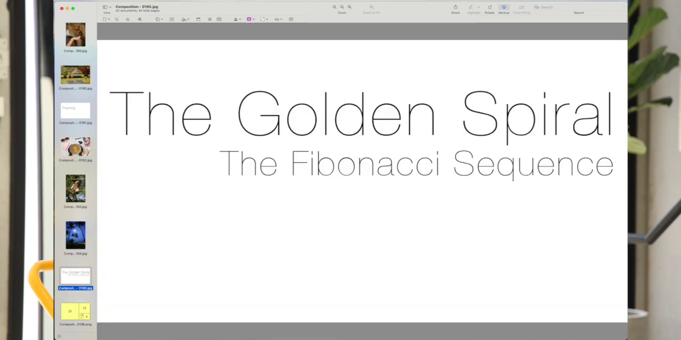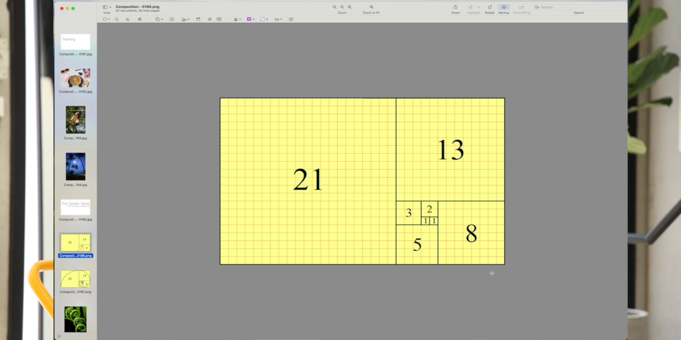The next rule I want to teach you is the golden spiral, or the Fibonacci sequence. This is probably the coolest of the rules I'm going to teach you today, and probably the most advanced. Now, when you look at it, it seems very complicated, but the maths is really easy. All you do is you take the number where you were at and add it to the number previous.